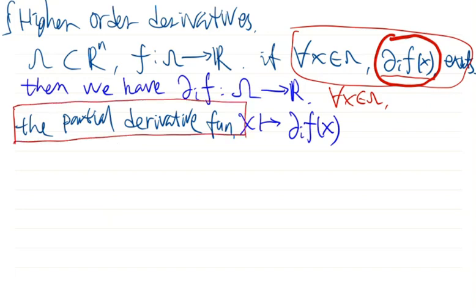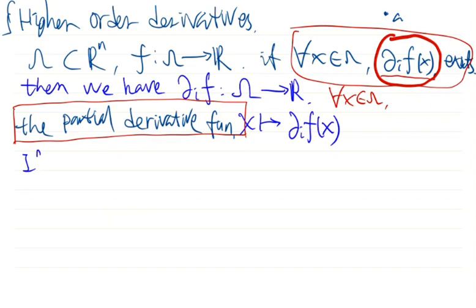The definition of a partial derivative is concerned with a single point A. But if at every point you have a partial derivative, you will get a new function, the partial derivative function. Now we can consider whether this partial derivative function has a partial derivative. So this is the definition.